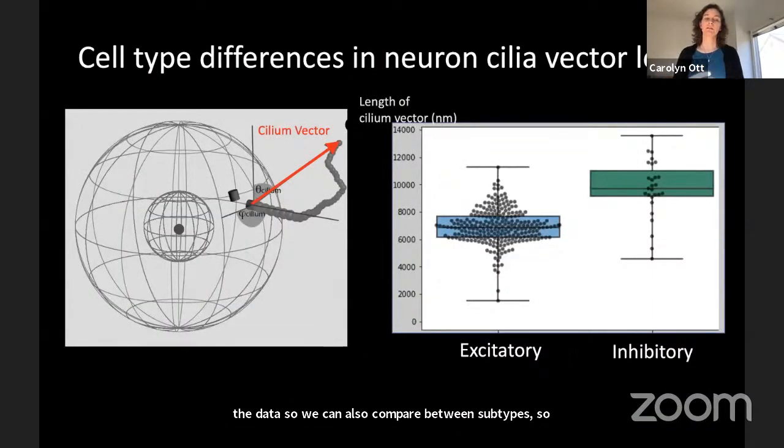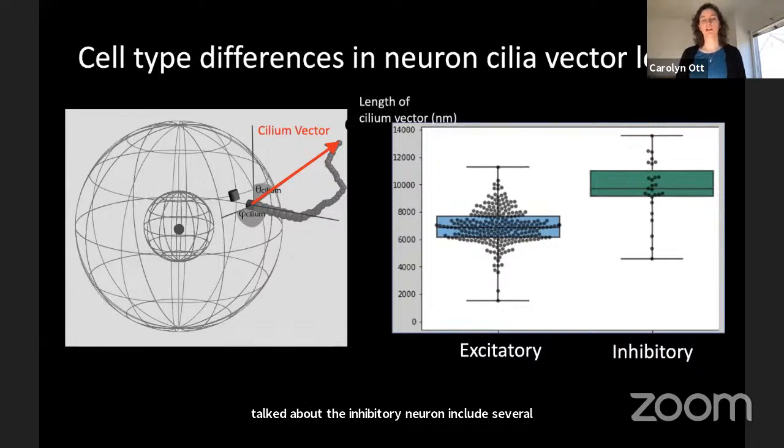So if you think of the cilium as a base to tip, we can create a vector. And that vector length gives us a sense of the environment that the cilium is sampling. And we can see that the excitatory neuron cilia cluster around a vector length of about 7 microns. The inhibitory neurons are on average longer, but there's also a little bit of a range. And as Agnes talked about, the inhibitory neurons include several different cell types.